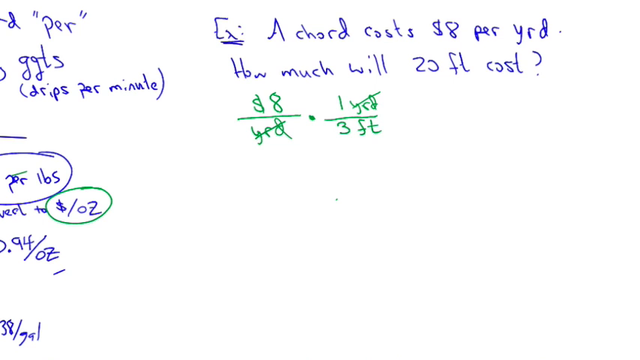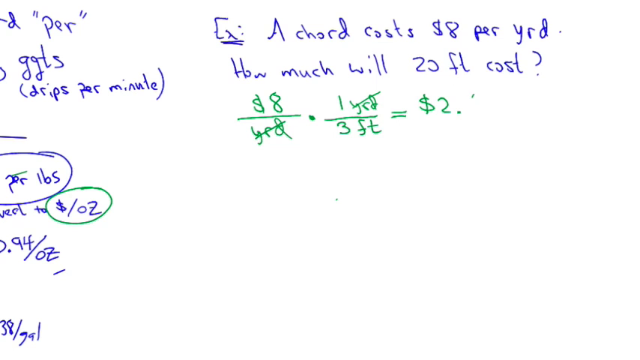If you get rid of the yards, what's left? The feet and the money. So this is going to be dollars. How much dollars? 8. No, excuse me. 8 times, say that again. 8 times 1 divided by 3, or just 8 divided by 3.